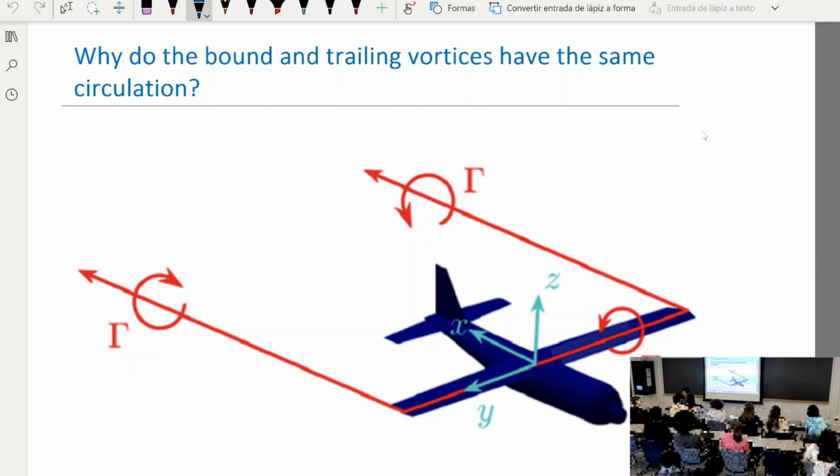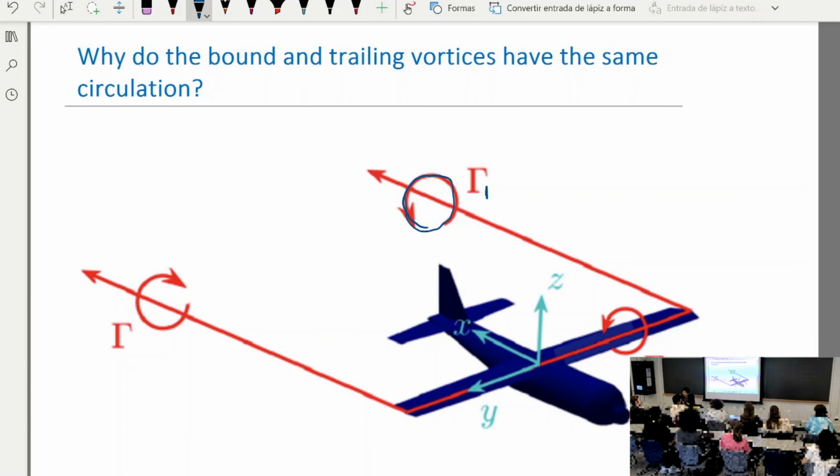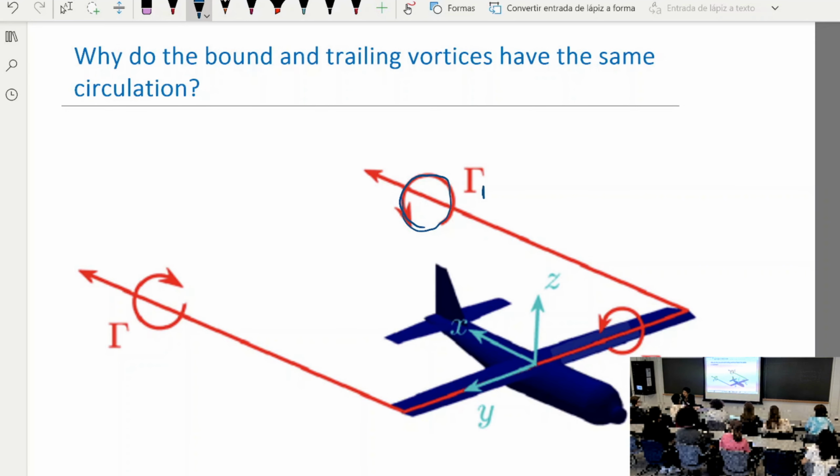So if I have a circular contour around the trailing vortex, suppose I don't know if they are the same. Suppose the trailing vortex has circulation gamma 1 and the bound vortex has circulation gamma 2. And let's show why these two circulations have to be exactly the same. So gamma 1 is a result of an integral around this contour, and gamma 2 is a result of an integral around a different contour.